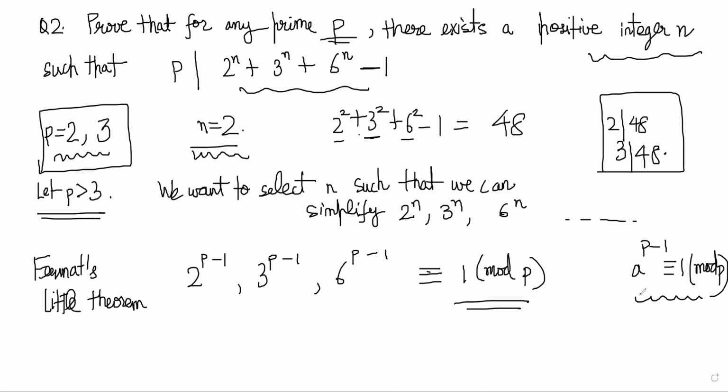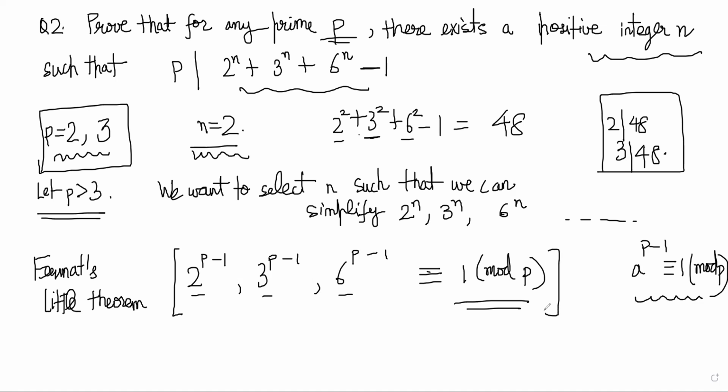Basically p should not divide a, right? So here we are assuming that p does not divide 2, 3 and 6. In that case, we would have 2 power p minus 1, 3 power p minus 1 and 6 power p minus 1 each congruent to 1 mod p.